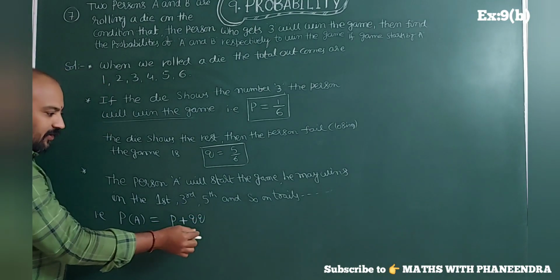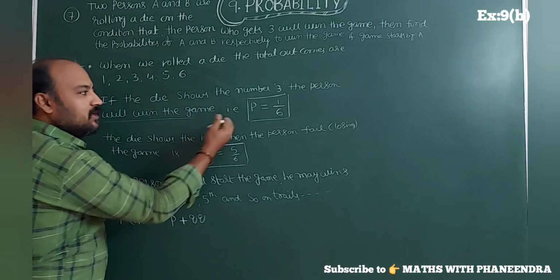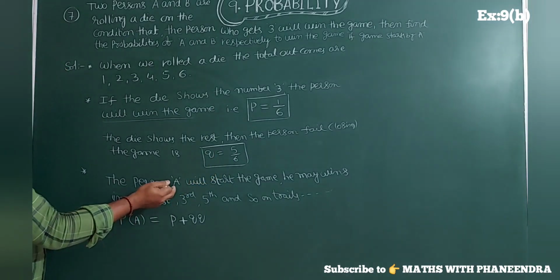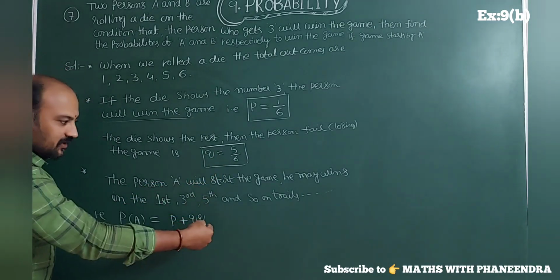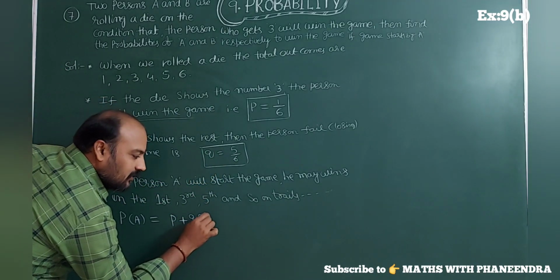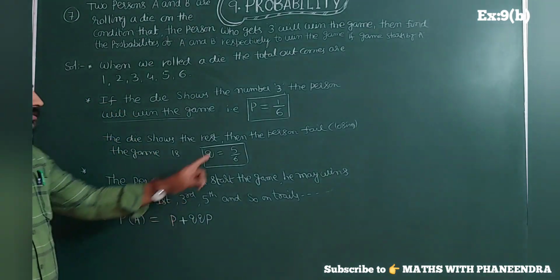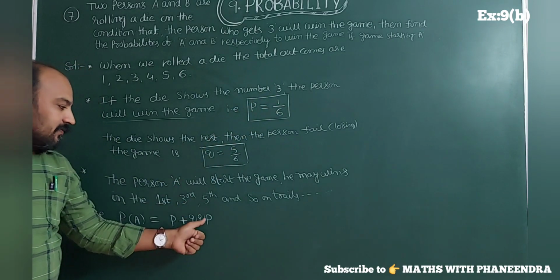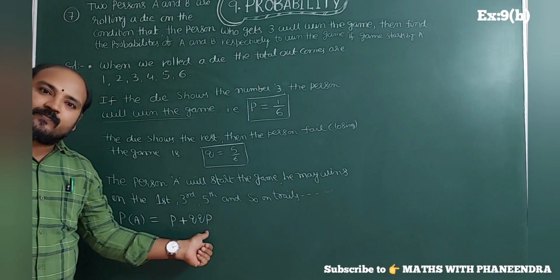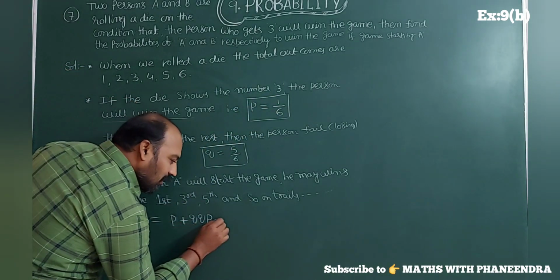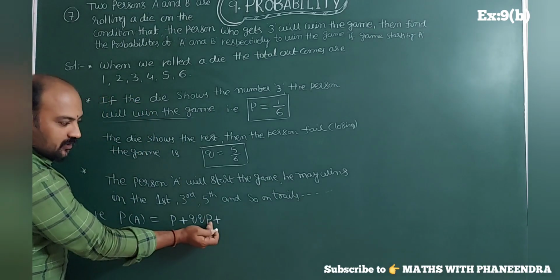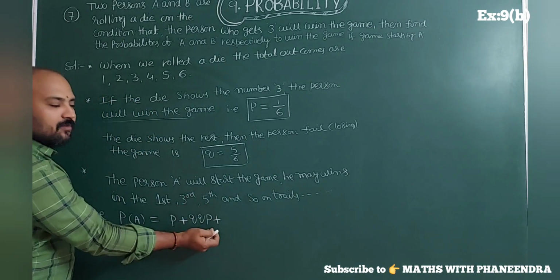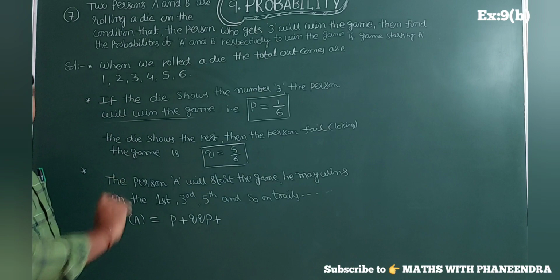Next, whenever he fails the game, again A has to start. So in the third try, he may get number 3. So whenever he gets 3, again he will win the game. So P. Like this. Whenever he got that number 3, stop the game, and these are the possibilities.